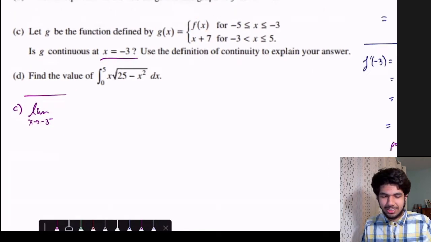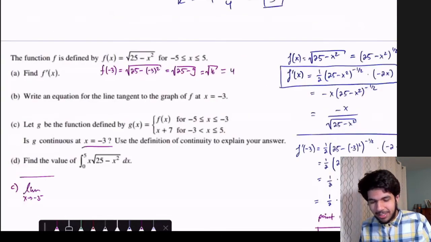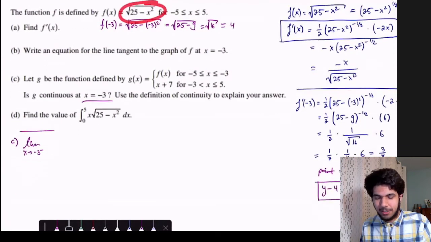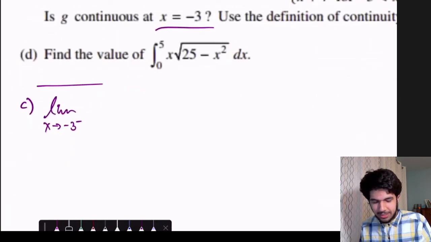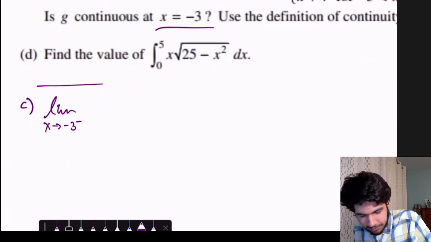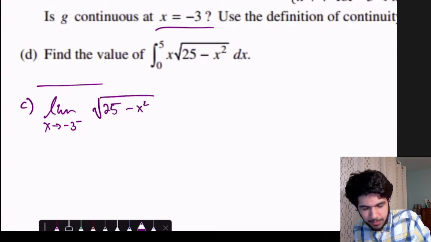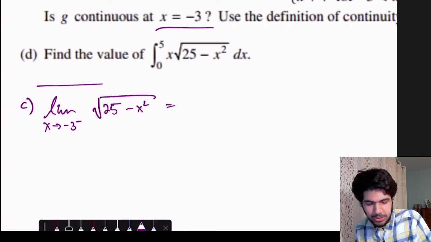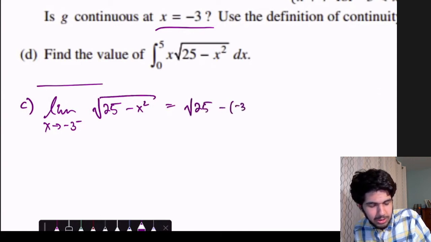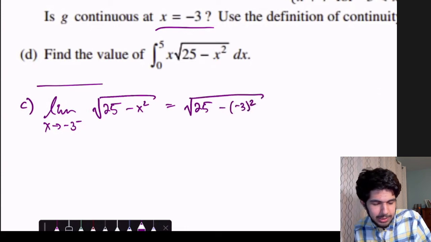So g of x equals f of x, and f of x equals this up here. So we're finding the limit as x approaches -3 from the left of the square root of 25 minus x squared. And we can do this using direct substitution, so that would be equal to the square root of 25 minus -3 squared. We just solve for that, that's going to equal 4.